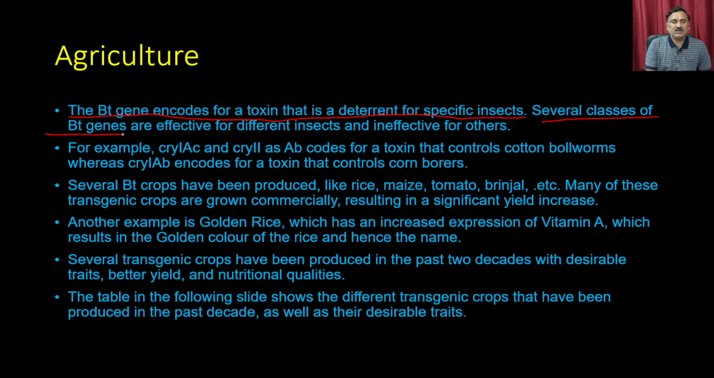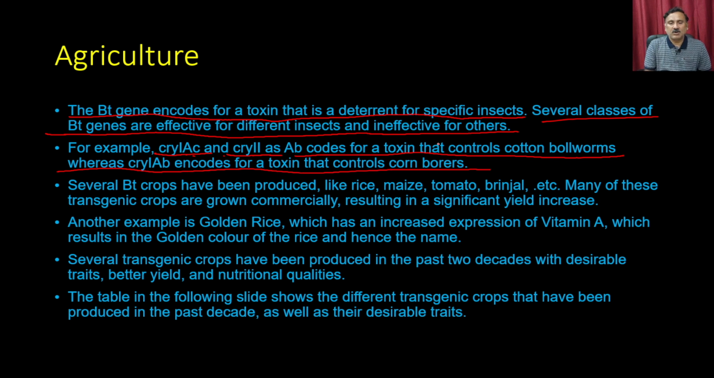Several classes of Bt genes are effective for different insects and ineffective for others. For example, cry 1Ac and cry 2B code for a toxin that controls the cotton bollworms, whereas cry 1Ab encodes a toxin that controls the corn borers. Several Bt crops have been produced like rice, maize, tomato, brinjal. Many of these transgenic crops are grown commercially, resulting in a significant yield increase.